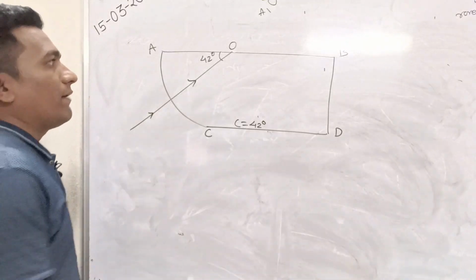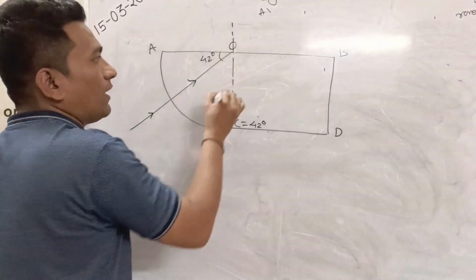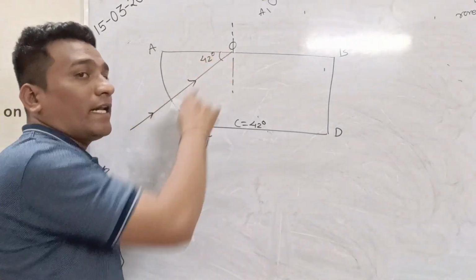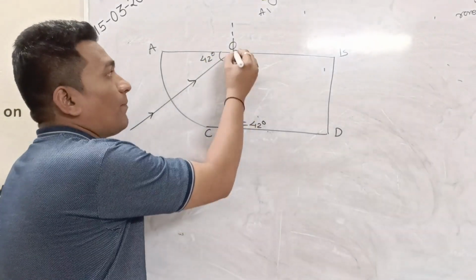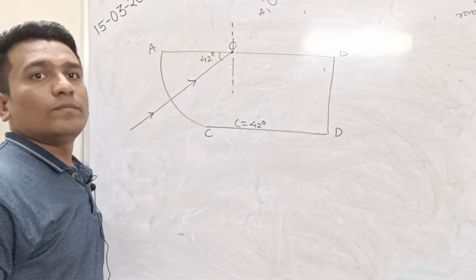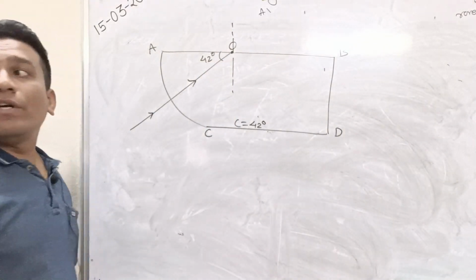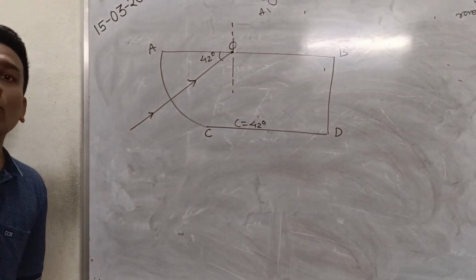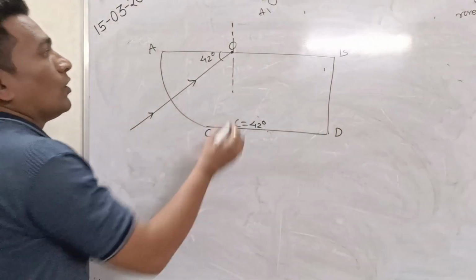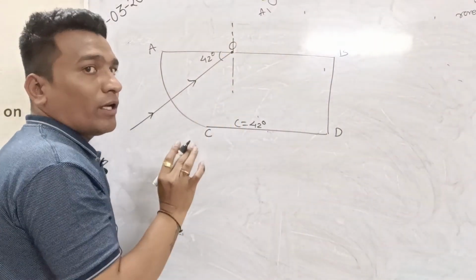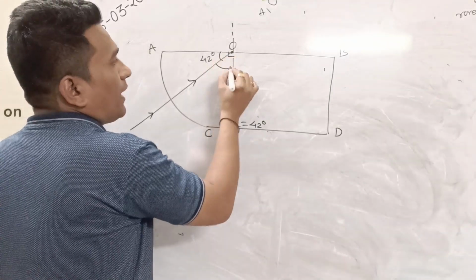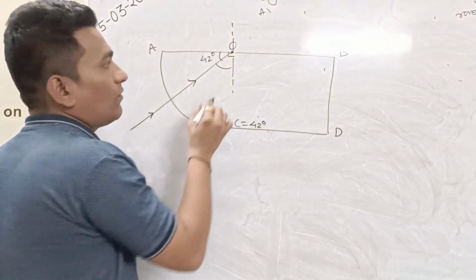Okay, now what I will do, I will draw the normal line first over here at the point of incidence. Aarush, always remember that when you draw the incident ray, at the point where the light ray is incident, first draw the normal line, in questions where they are asking you to complete the ray diagram, the path of the light ray. So I drew the normal line here. Normal line means this is 90, so if this is 42, then this will be 48.